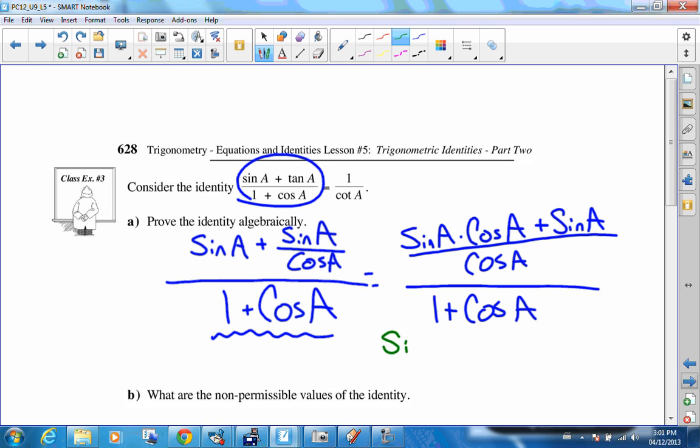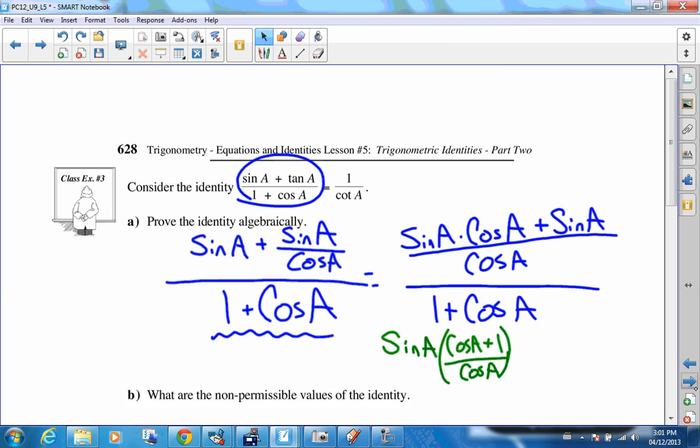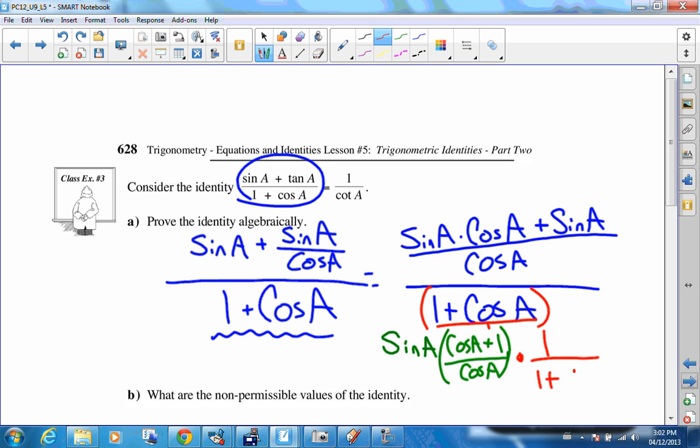So I'm going to factor out a sine A from my numerator. And what I'm going to have left is cos A plus 1 all over cos A. And then I'm going to have my denominator, which is this 1 plus cos A over 1. And instead of having it written as a fraction of one thing over the other, I'm going to multiply by the reciprocal of my denominator. And there's where I can start canceling things. So this 1 plus cos A and that 1 plus cos A cancel out.